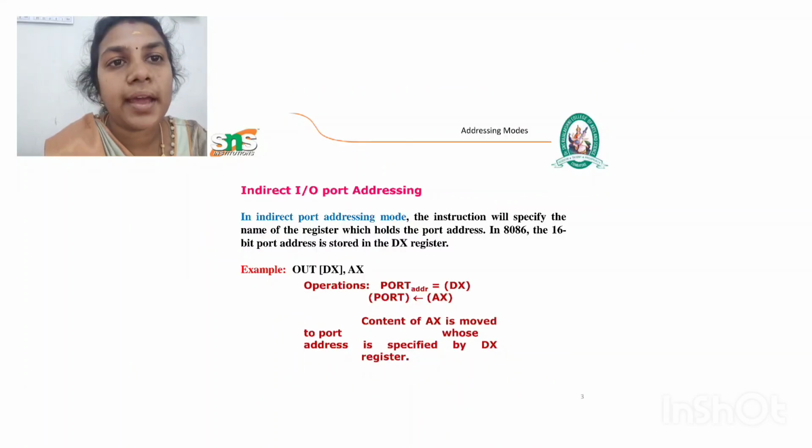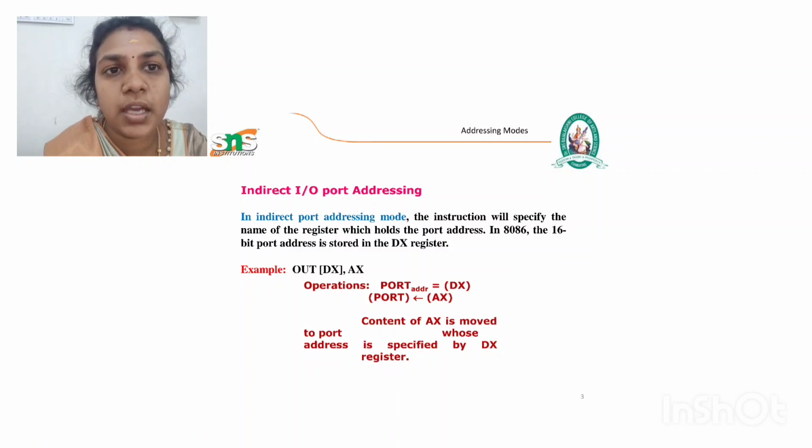And then indirect input-output port addressing. In this addressing mode, the instruction specifies the name of the register which holds the port address. In the 8086, the 16-bit port address is stored in the DX register. DX is one of the registers.